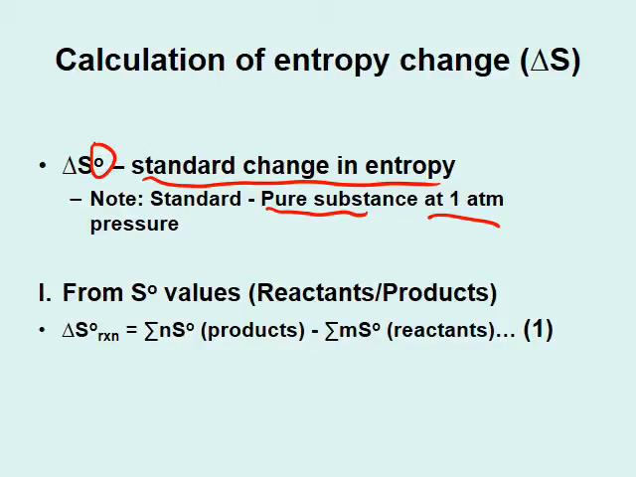If I know the product values, so all the product values multiplied by the number of moles of products minus reactant values multiplied by number of moles of reactants, that would give me change in entropy or randomness. And of course, these are all standard values because you get these values from the back of the book. Under standard condition, these values were obtained.